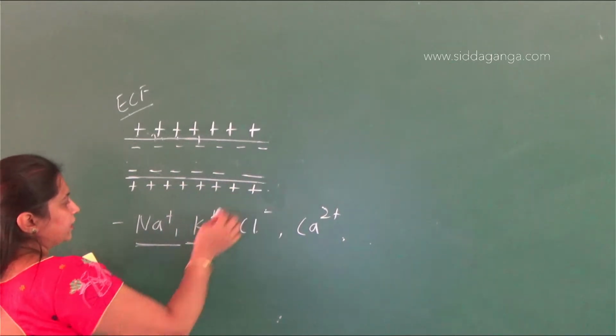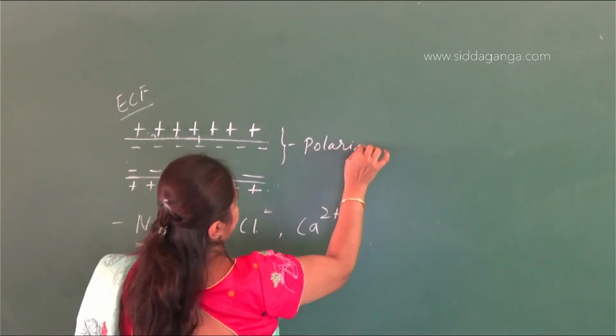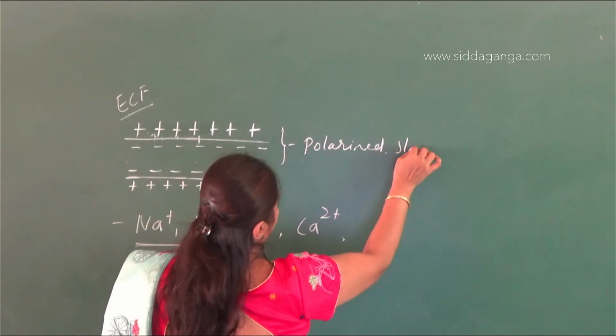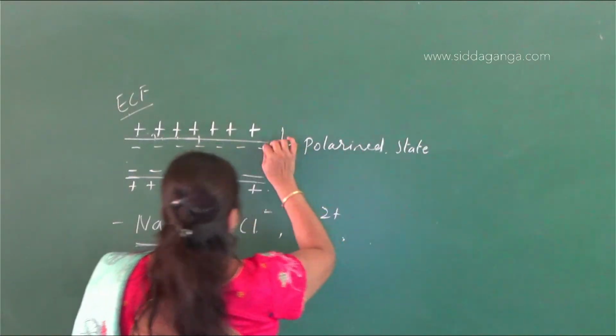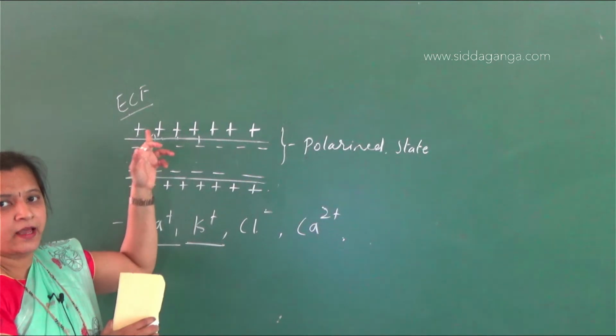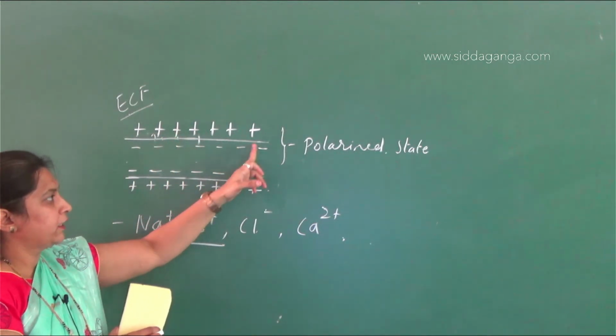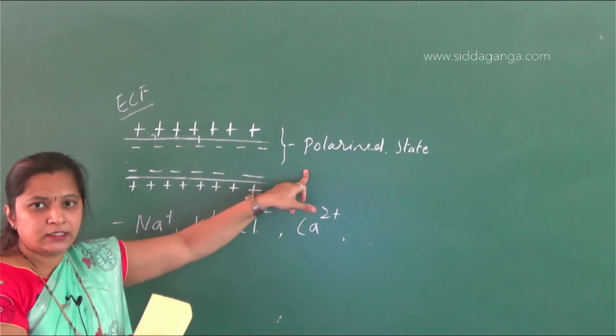Now this membrane is said to be, what do we call this? We call it a polarized state. Now the membrane is in a polarized state. So outside it is positively charged and the inner side is negatively charged, and the membrane is said to be in a polarized state.